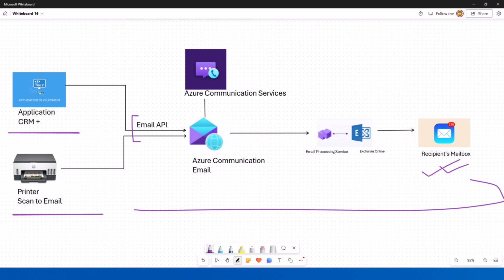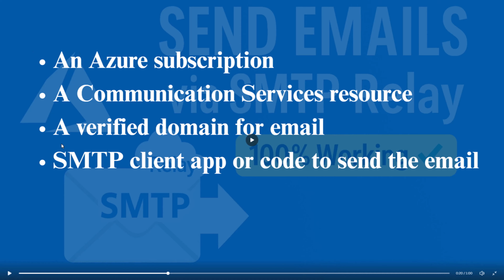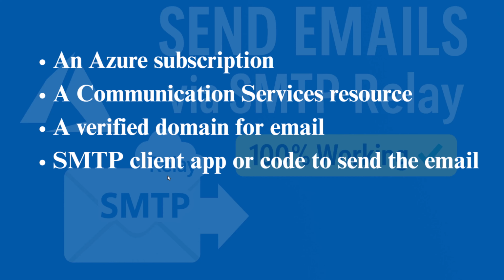So let us look into the prerequisites of SMTP Relay or Azure Communication Services that we want to use to send emails. To use Azure SMTP Relay or Azure Communication Services, we have a few prerequisites. First of all, we need an Azure subscription, a communication service resource, a verified domain for email, and an SMTP client or app or code to send the email. So these are the prerequisites.